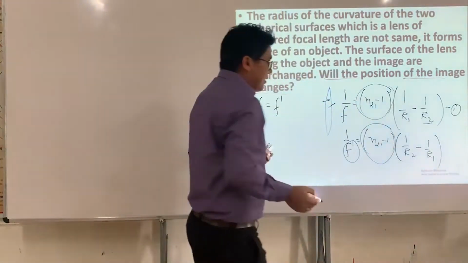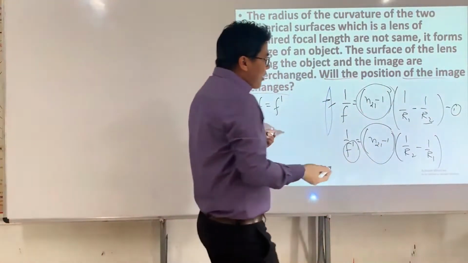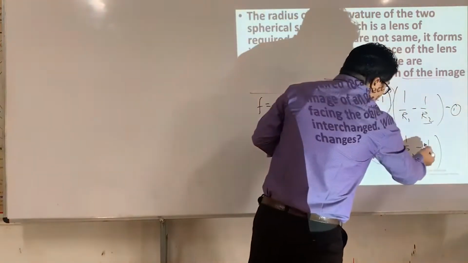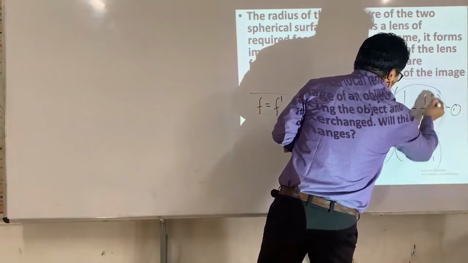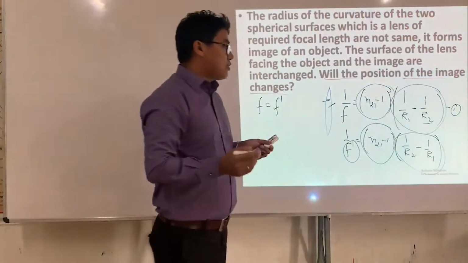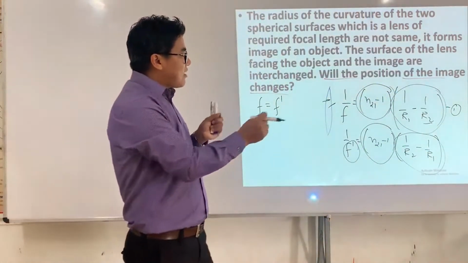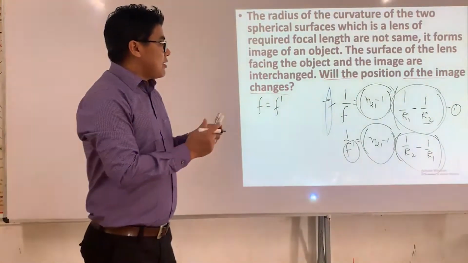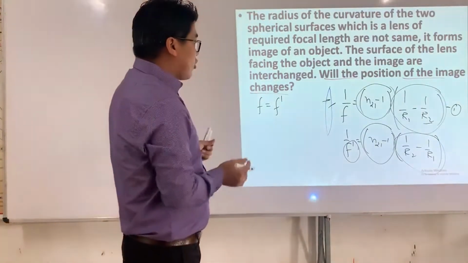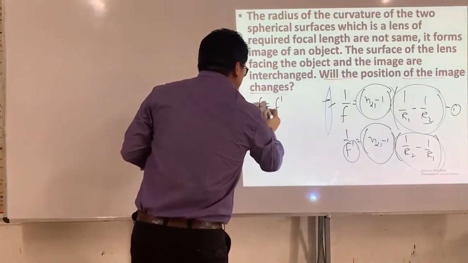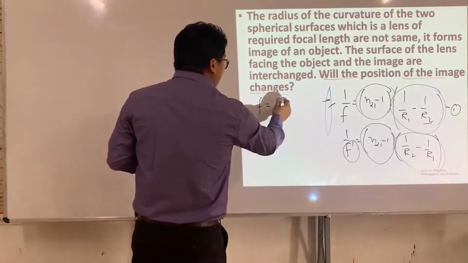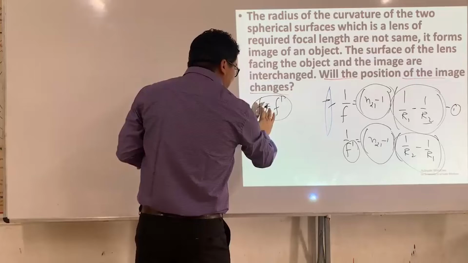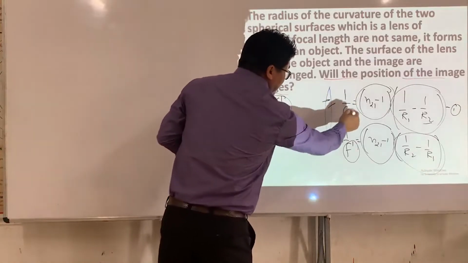Why? Because the material doesn't change. And now look here: 1 by R1 minus 1 by R2 is the same as 1 by R2 minus 1 by R1 in value. So the values of R1, R2 remain the same, only interchanged. If I interchange 1 by R1 with 1 by R2, the value will remain the same. So this shows that f is equal to f prime.